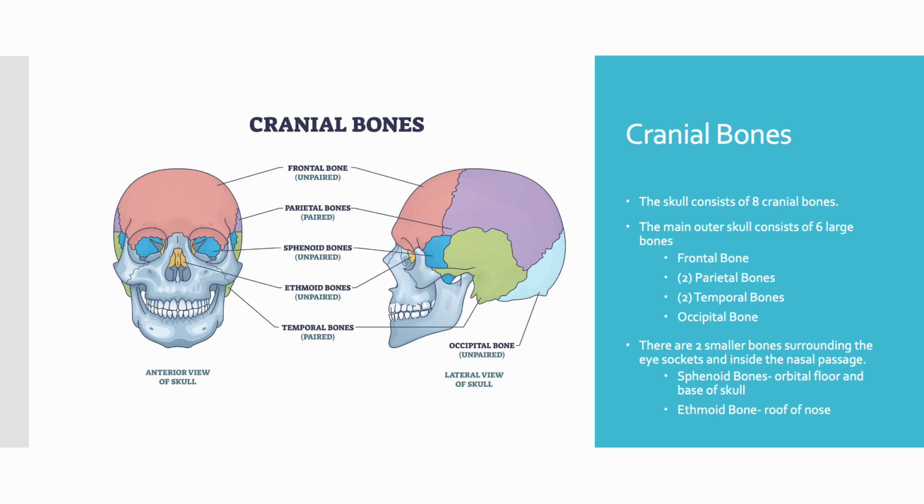So the sphenoid bone is in the orbital floor, so it's inside the eye socket towards the bottom, and it makes up the bottom inside base of the skull. When you're looking at the skull from the front, it's kind of butterfly shaped. The ethmoid bone are these very, very tiny bones that are in the roof of our nose. So together, all of these bones make up the head part of the skull.